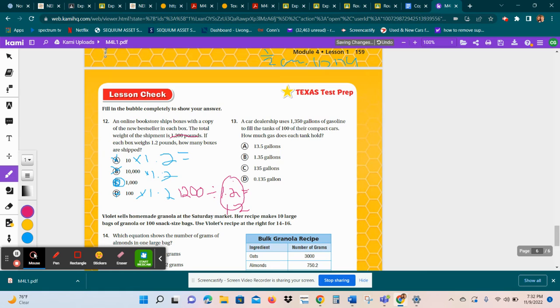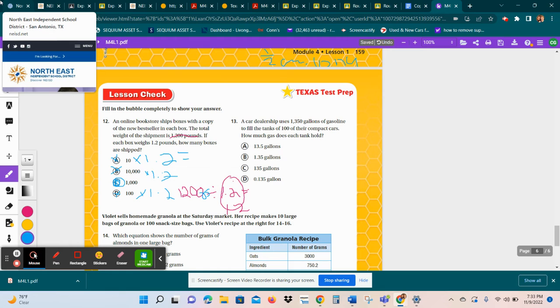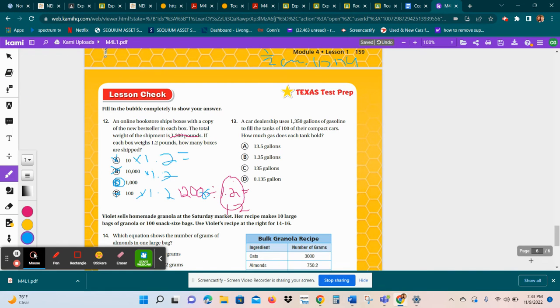But I've got to do the same thing over here, which means I'm going to change that color, and I'm going to add a 0 to that. So now it's going to look like I have 12,000 divided by 12. When I take care of that, I know that 12 goes into 12 one time, and I have 3 zeros left. So that would make it 1,000.